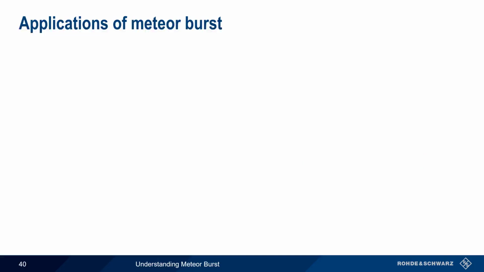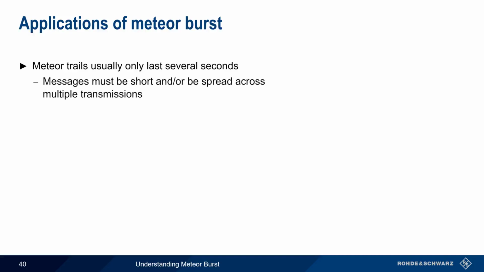Now that we've covered the basics of meteor burst, let's discuss applications of meteor burst communications. The ionized trails left by meteors only last several seconds on average, and this means that messages conveyed using meteor burst must be short and/or spread out across multiple transmissions. For this reason, most meteor burst communication is used for non-real-time data collection, particularly in areas where cellular or other communications technologies may not be available.